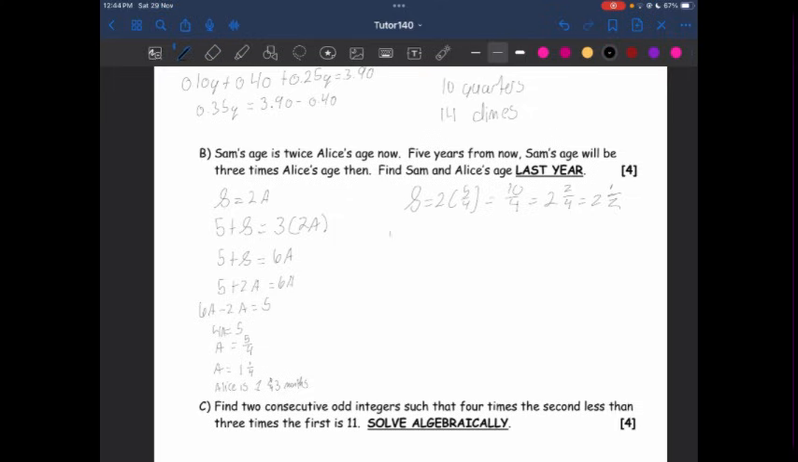So last year, if Alice is 1 year 3 months this year, last year Alice was 3 months. If Sam is 2.5 this year, last year Sam was 1.5. And you know 1.5, that 1 year is 12 months. Half year is 6 months. 12 plus 6 is 18 months. And Sam was 18 months.